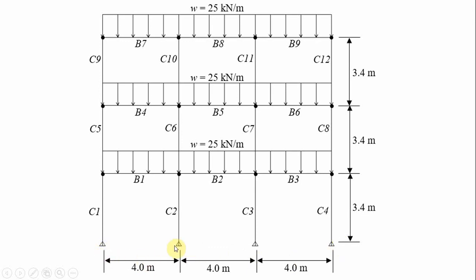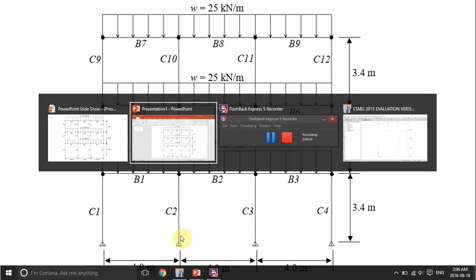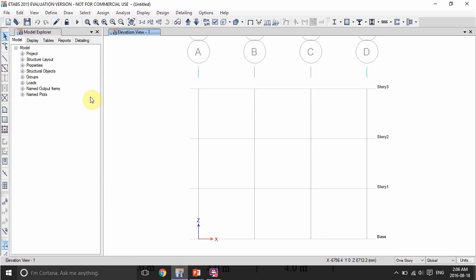The span of each beam is 4 meters from center to center of the column, and the height of each floor is 3.4 meters. The load is applied on each beam with a value of 25 kilonewtons per meter, plus the own weight of the structure. So the beams have their own weight, the columns have their own weight, and they should be included in the analysis. So let's start. We will go to ETABS.